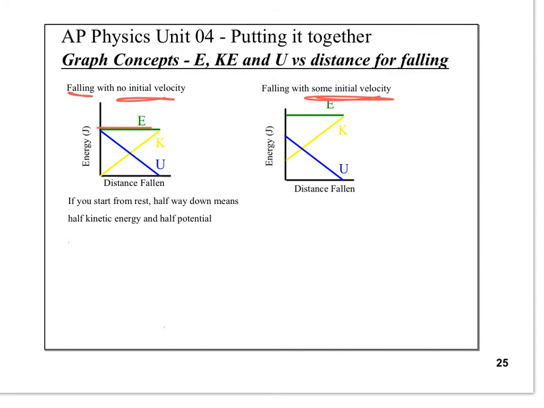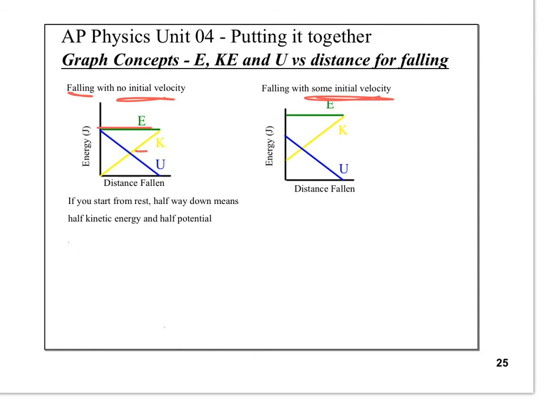The only difference with this graph is that we started with some initial velocity. So let's say that instead of just being dropped, instead of dropping a ball, we threw it off of a rooftop. So we start with an initial kinetic energy. Again, we start with the same level of potential energy. Hopefully it should be about parallel. But this time our total energy is higher, so that graph just got shifted up a little bit.